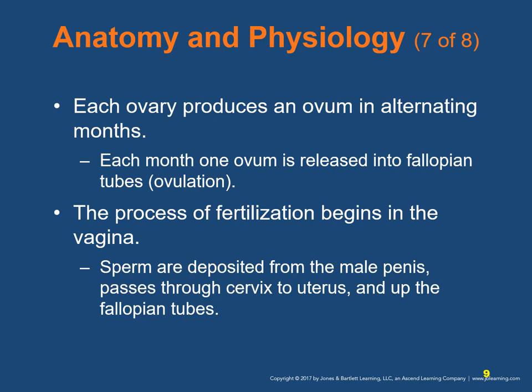The process of fertilization begins in the vagina. Sperm are deposited into the vagina from the male penis. Sperm pass through the cervix into the uterus and eventually up the fallopian tubes. When an ovum is fertilized in the fallopian tube, the developing embryo travels into the uterus. The embryo attaches to the uterine wall and continues to grow.